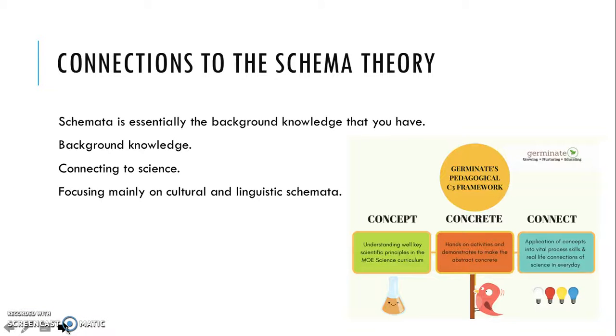So the connection to theory that I use is the schema theory. Schemata is essentially the background knowledge that you have. They took that background knowledge that they had about making peanut butter and jelly sandwiches and they were able to connect that to the scientific method in science. The type of schemata that I mainly focused on in this lesson was their cultural schemata and their linguistic schemata.